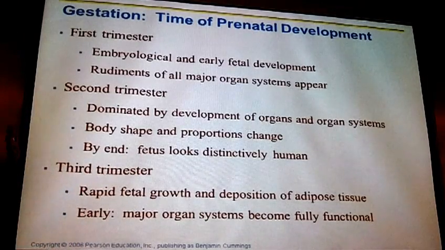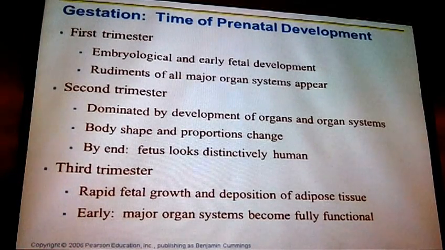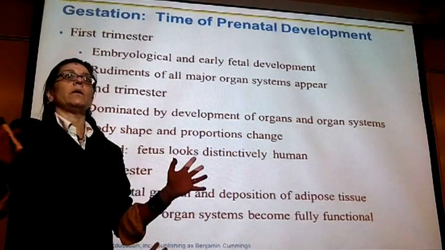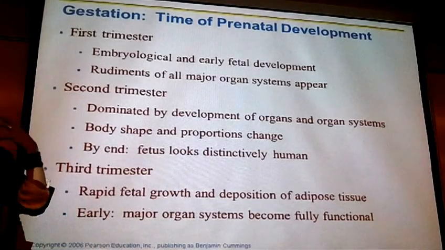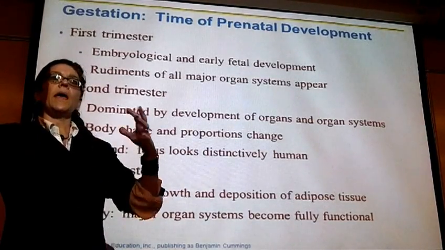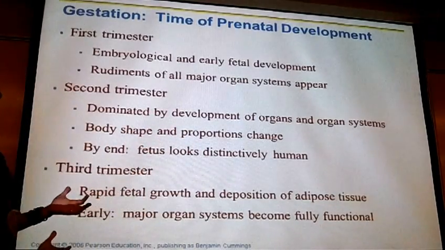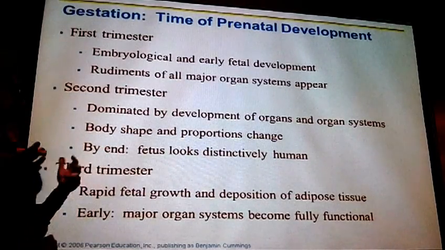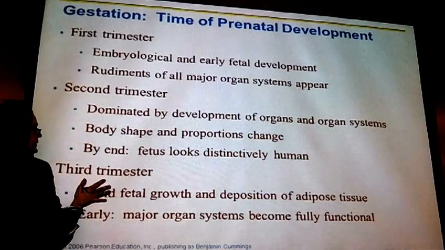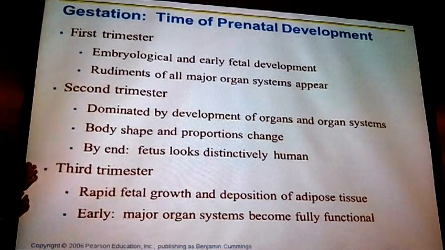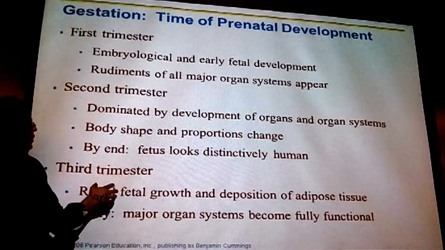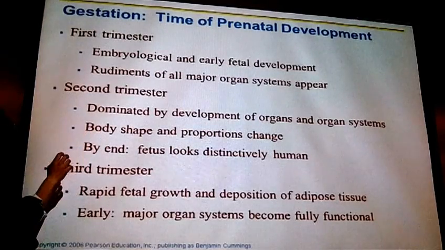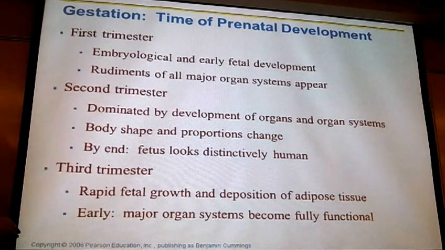So if you look in terms of evolution, most organisms are going to go through a period of time where they look similar to one another. So again, humans will have these gill-like structures, they'll have a tail, and as that embryo and then fetus develops, those things will start to regress, because obviously you're not going to end up with those structures once you get a baby that's produced. In the third trimester, this is really just about increasing the size of everything, just rapid fetal growth. Everything that you've already laid down and is functional, you're just going to make it bigger. That's really what's happening in the third trimester.